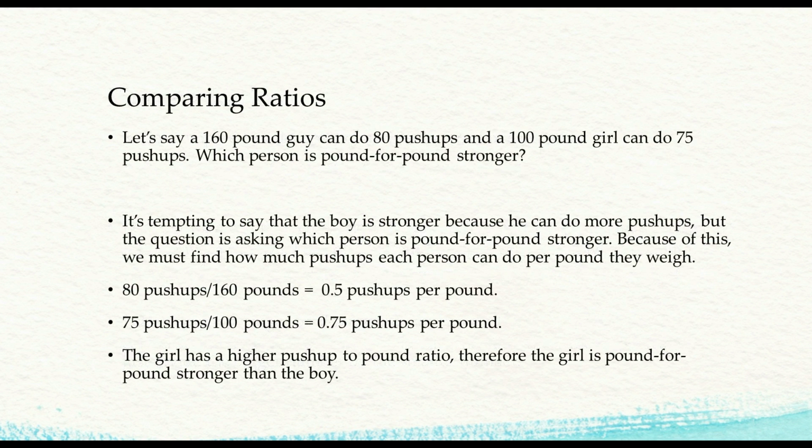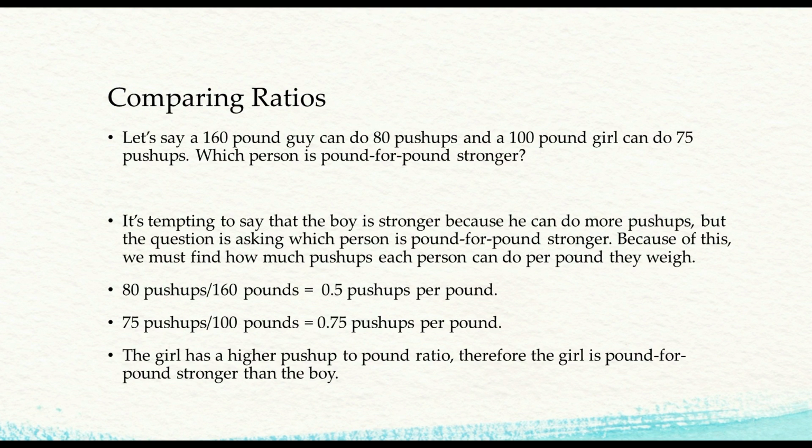Comparing ratios. Let's say a 160-pound guy can do 80 push-ups, and a 100-pound girl can do 75 push-ups. Which person is pound for pound stronger? It's tempting to say that the boy is stronger because he can do more push-ups, but the question is asking which person is pound for pound stronger. Because of this, we must find out how many push-ups each person can do per pound they weigh.